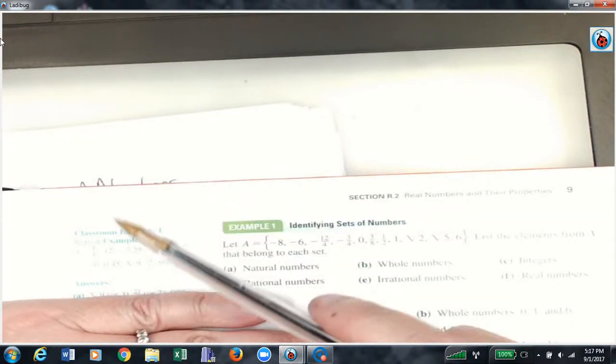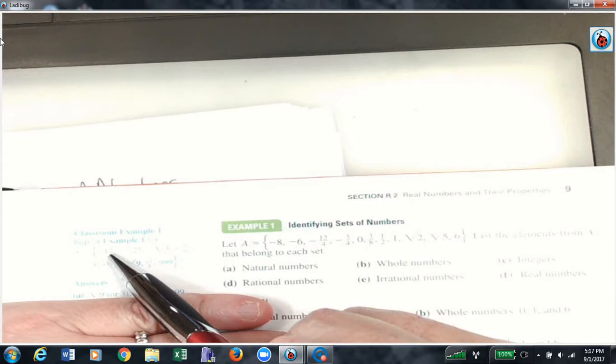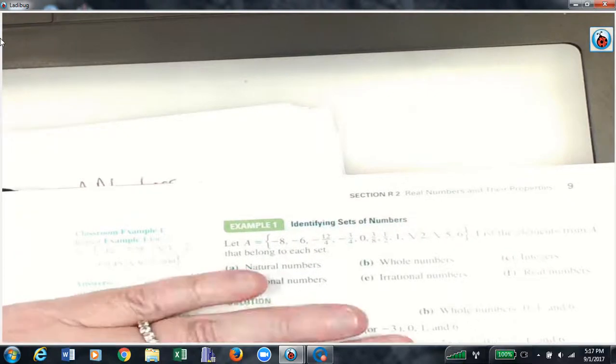Which of these are natural numbers? Let me get a pen that I can retract the ink so I don't mess up my book. Is that a natural number? No. The natural numbers are the counting numbers, and they start with 1. 1, 2, 3, 4, 5, 6, 7. So we don't have negative numbers, okay? So that is not a natural number.